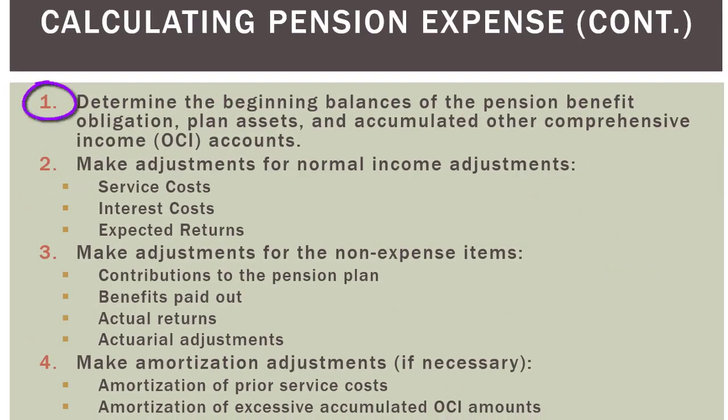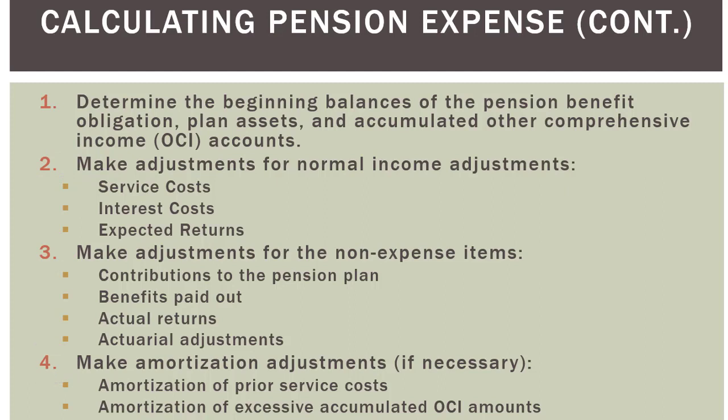Remember, step one is just gathering beginning balances. Step two are the adjustments to pension expense that happen every period. Step three are the adjustments that don't affect the expense but happen almost every period. The next step then, step four, are the amortization adjustments. And these only happen if they're necessary. So we have all the time, most or some of the time, and when necessary.